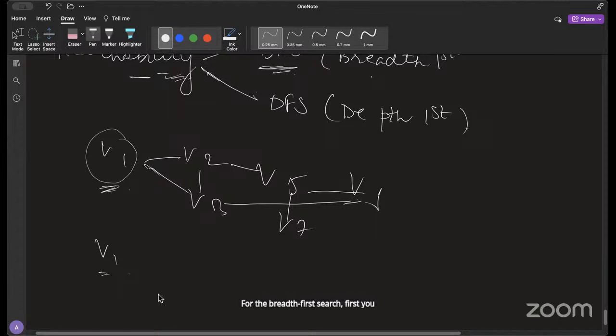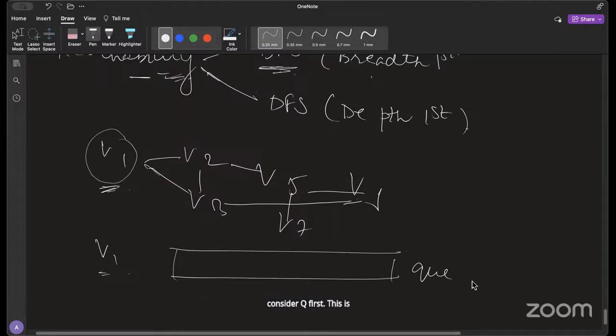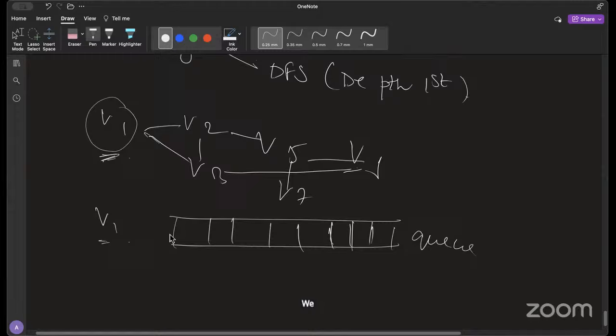For the breadth first search, first you start from V1, right? So we consider a Q first. This is called a Q, where we collect vertices. And in what way do we collect vertices? We start from V1 and then we see all the directly reachable. When I say directly reachable, I mean the vertices that have a direct edge with V1. So we put V2 here, V3 here, because they have a direct edge with V1.